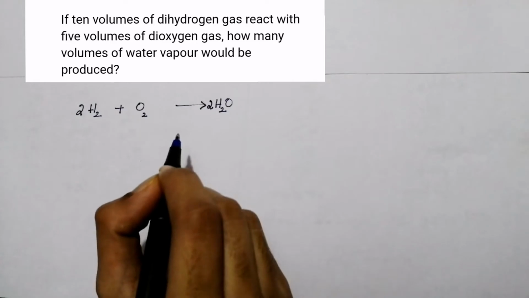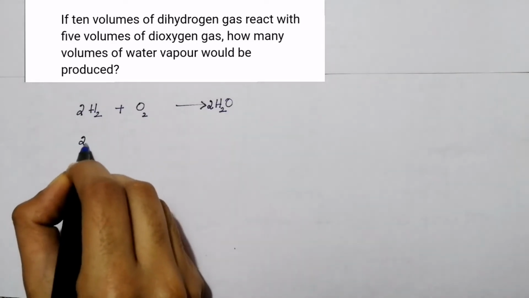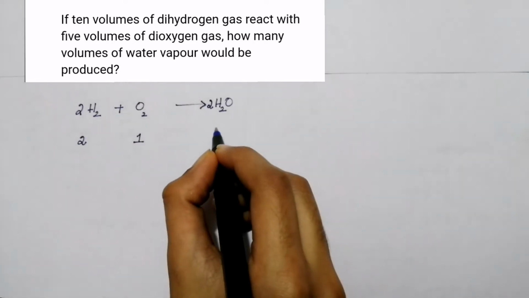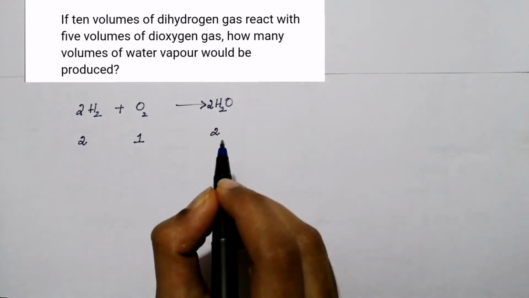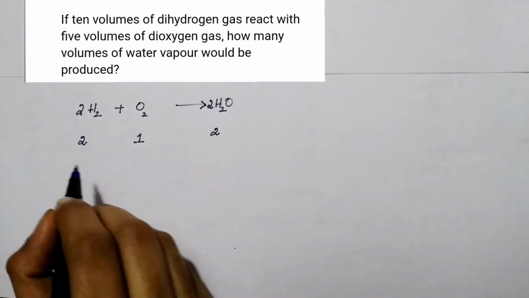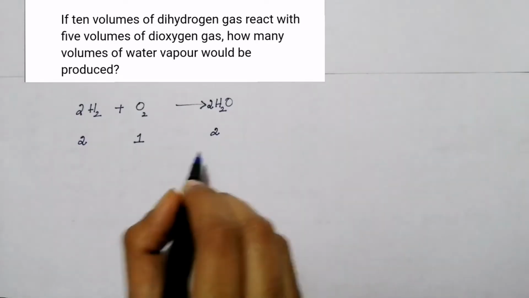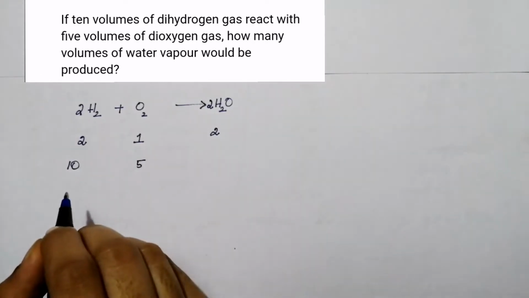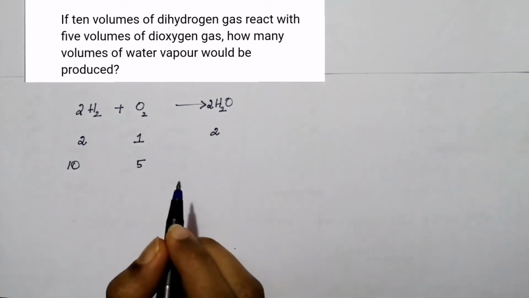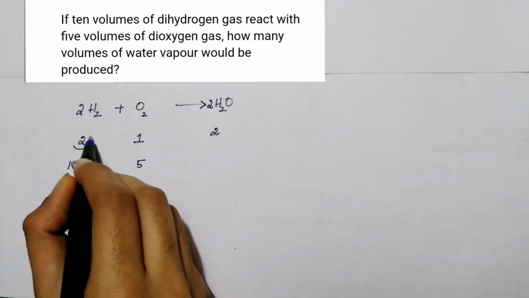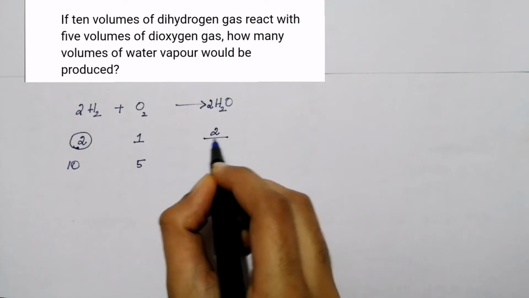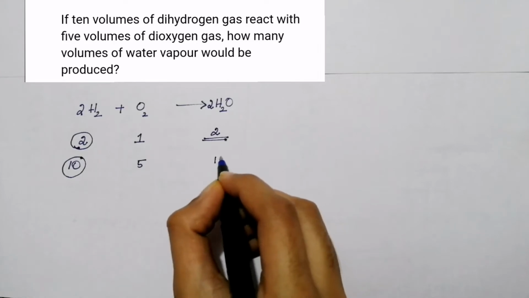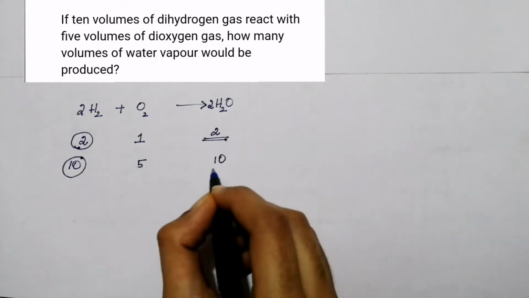From the balanced chemical equation, we can say that when 2 volumes of dihydrogen is reacting with 1 volume of dioxygen, we are getting 2 volumes of water vapor. In the question, we are asked how much water vapor will be produced when 10 volumes of dihydrogen is reacting with 5 volumes of dioxygen. I hope by now you already know the answer. When 2 volumes of dihydrogen is reacting, we are getting 2 volumes of water vapor. So, when 10 volumes of dihydrogen is reacting, we should get 10 volumes of water vapor. So, this is the answer.